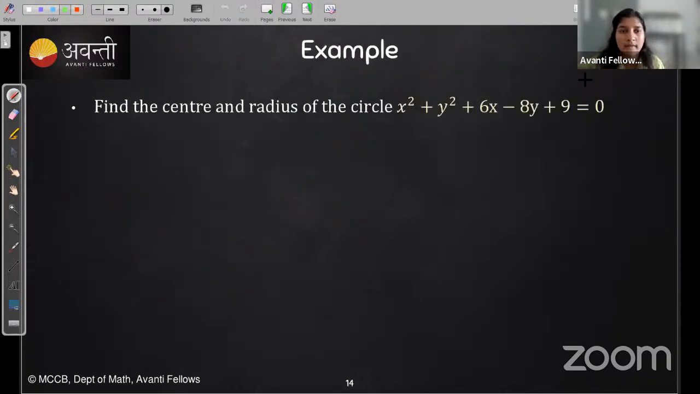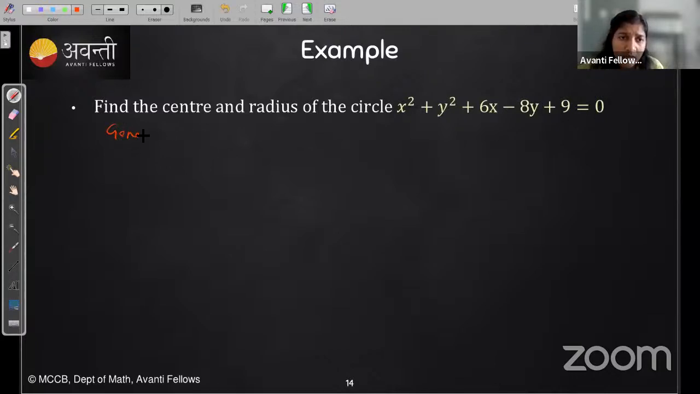So next we'll solve an example. What they're asking: find the center and radius of the circle x square plus y square plus 6x minus 8y plus 9 equal to 0. So quickly do it, try it.